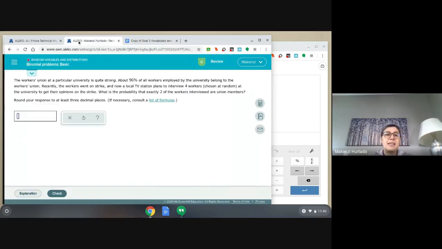So our first example says, the workers' union at a particular university is quite strong. About 96% of all workers employed by the university belong to the union. Recently, the workers went on strike, and now a local TV station plans to interview 4 workers chosen at random at the university to get their opinions on the strike. What is the probability that exactly 2 of the workers interviewed are union members? So in this case, being a union member would be considered a success because that's what we're looking for. Not being a union member would be considered the failure.